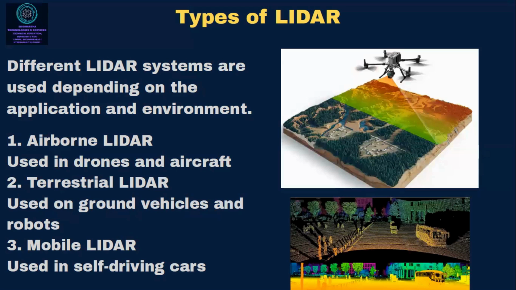Like we have a rover which has been sent to Mars or the moon. That also has a LiDAR sensor which will scan the area nearby. So there it is used. That is called terrestrial LiDAR. Third is mobile LiDAR, that is used in self-driving cars. Nowadays many cars use mobile LiDAR. So three types: airborne, terrestrial, and mobile.